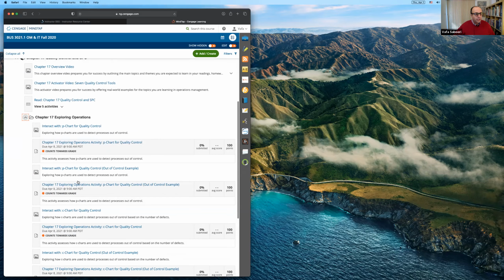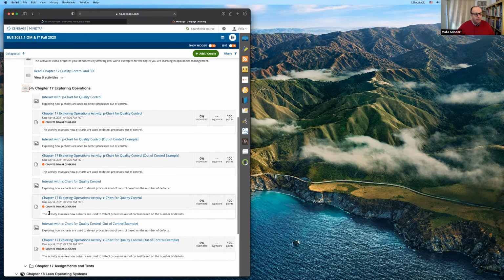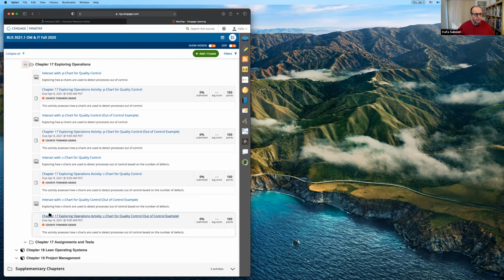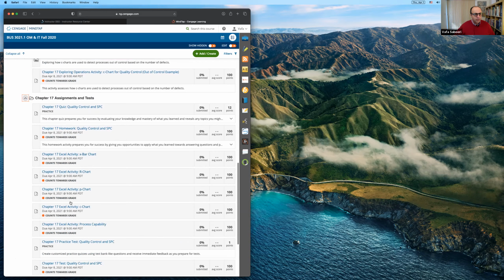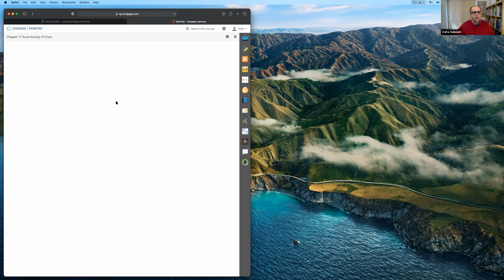If you look here, you see a lot of interactive applets towards the end of this session. We will talk about a few of these. And then under your assignments and tests, you see that you have a couple of Excel activities. We did the X bar chart. Now we are going to go ahead and do the R chart.